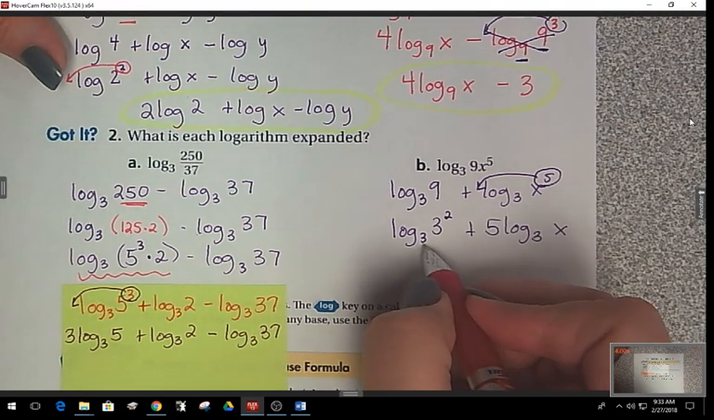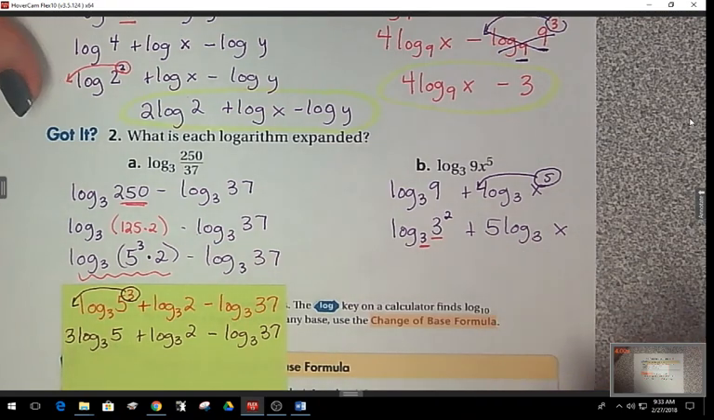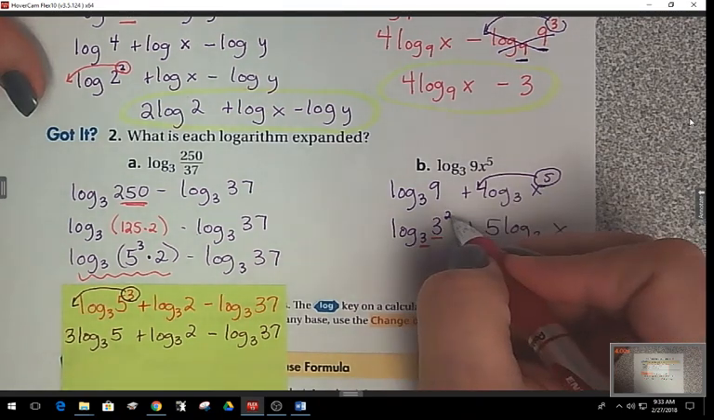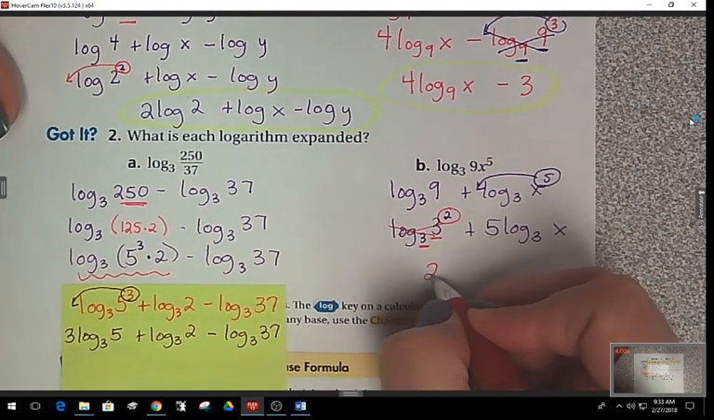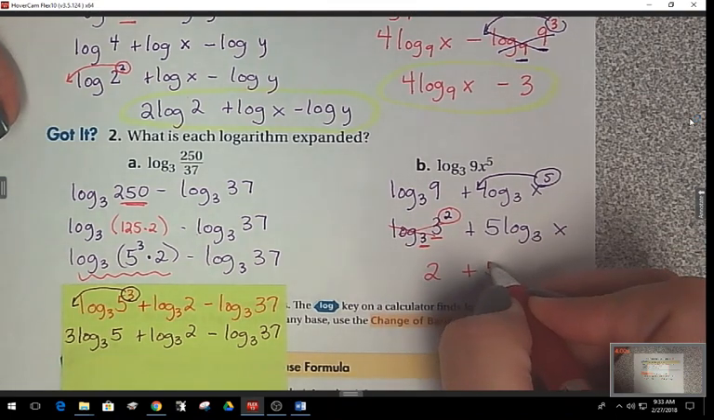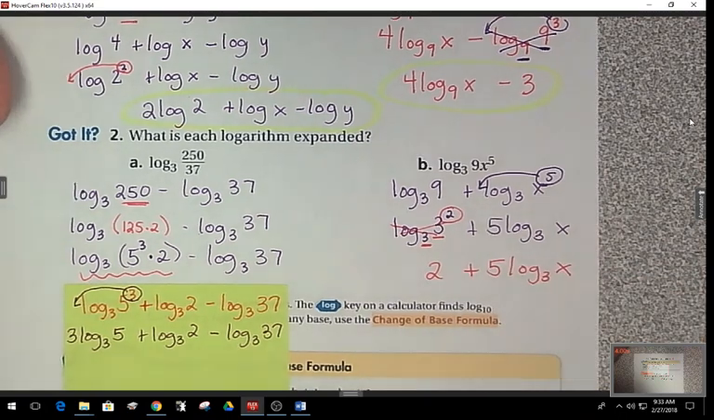If you look here, I've got a base of 3 for my logarithm, and the base for my exponent is also 3. This term is going to simplify to 2. And then I just bring the rest of it down. And that is your answer.